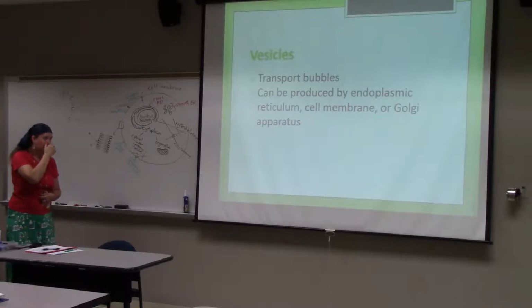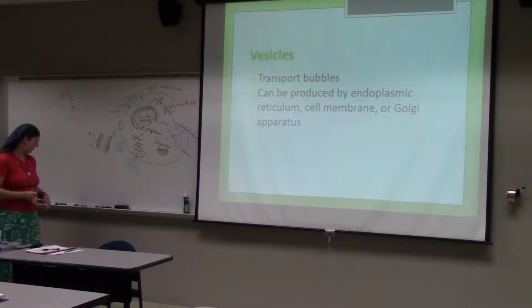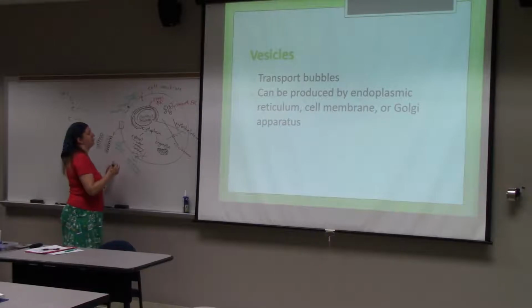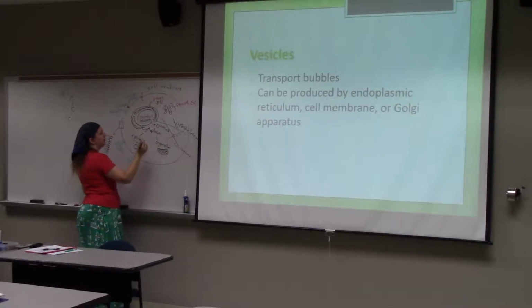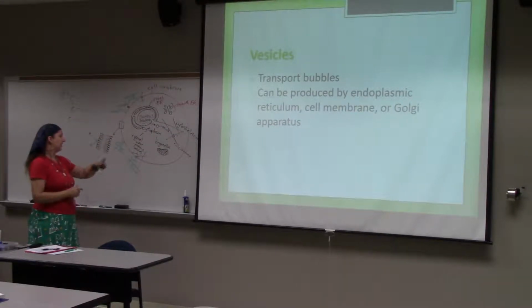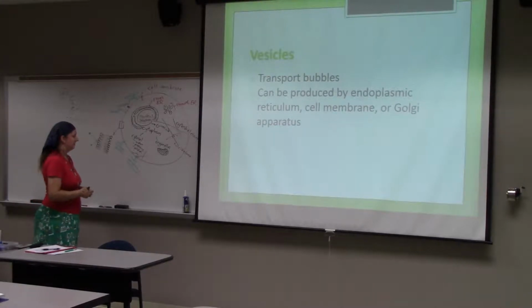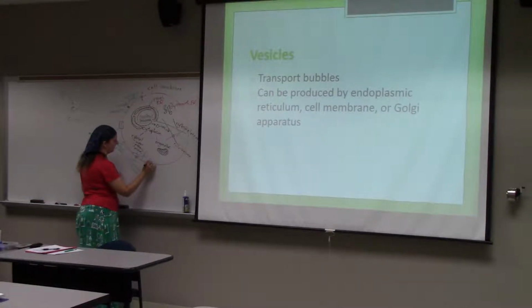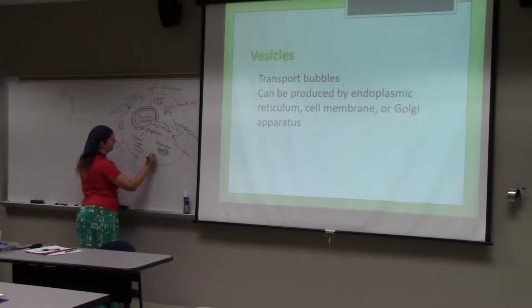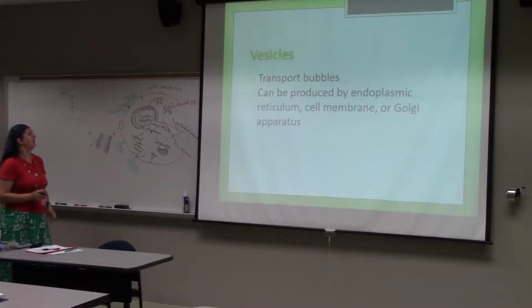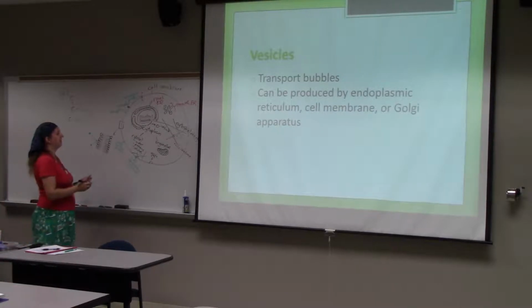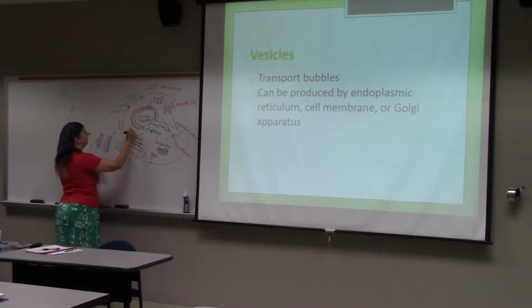Vesicles are little bubbles used to transport substances. Some of them will come off of the endoplasmic reticulum. They can come from the cell membrane. Sometimes the cell will take things in and pinch it off into a vesicle. The third place they come from is the next organelle, the Golgi apparatus. Let's see, I'll put it over here.